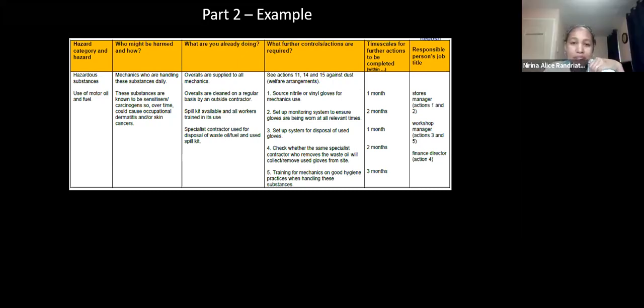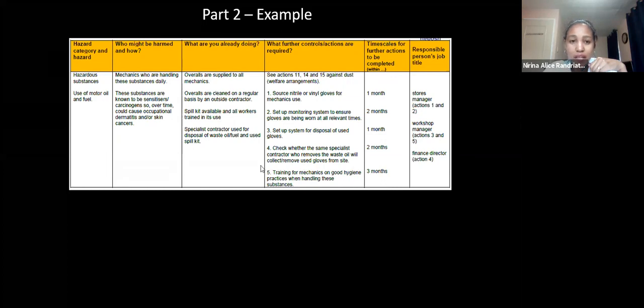Okay, so additional controls. In this sample, it says see action 11, 14, and 15 against dust. Probably there are some actions that are also applicable under this hazardous substance. So instead of repeating, just mention the note. So that's okay. And we also have 5 additional actions. And take note, there are 5 additional actions. So there are 5 time scales, which means that each action should have a specific time scale. Same thing for responsible person. So if you have 5 actions, there should be a specific time scale for each action and a specific person responsible. You have to identify that for each action.